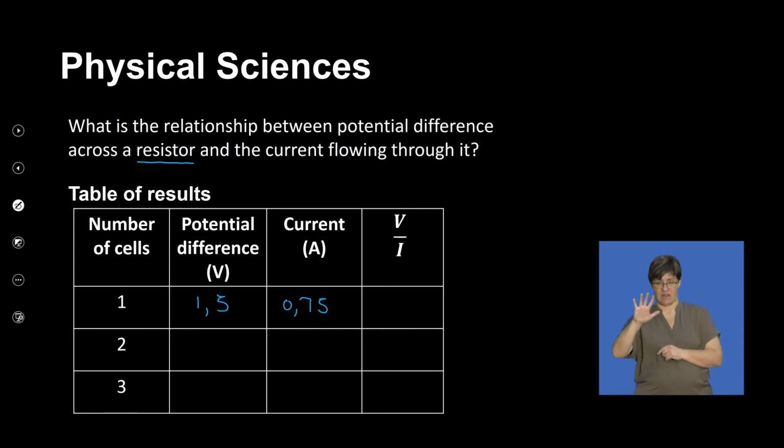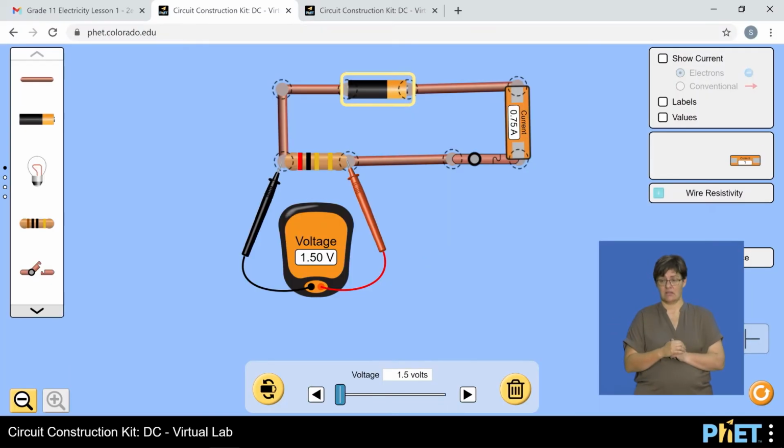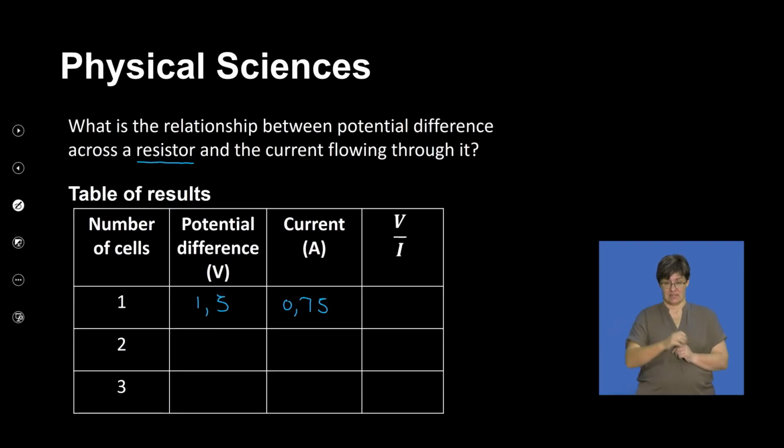Now, let's go back to the simulation. What if we use two cells? It's just as good as doubling the voltage of this cell to 3 volts. With these 3 volts, you can see the current is now 1.5 amperes. Let's go back to our table. So for 3.0, which corresponds to two 1.5 volt cells, it gives us 1.50 amperes.